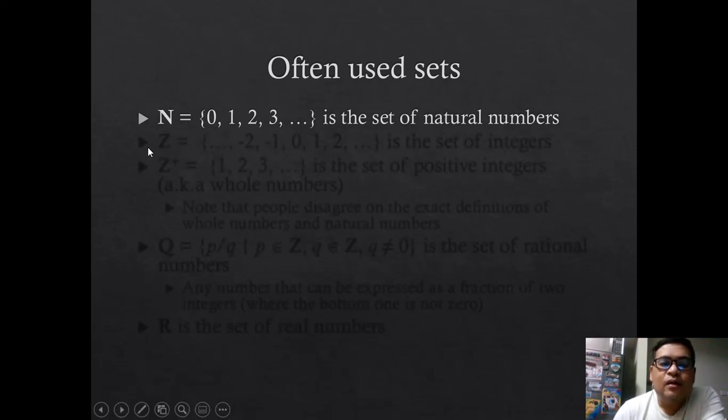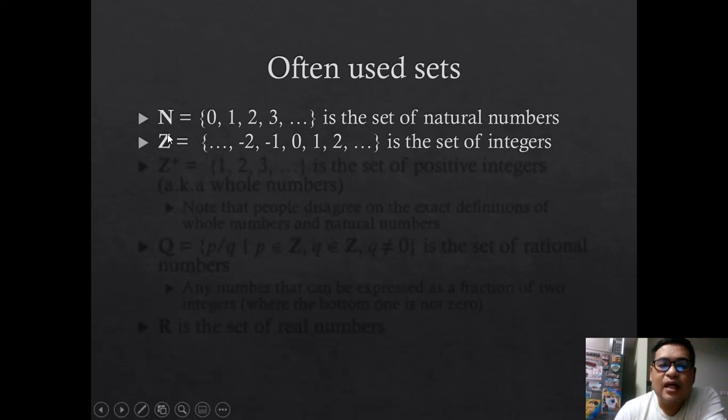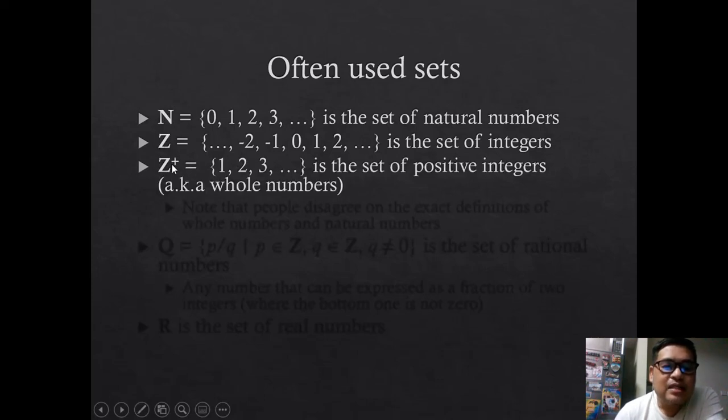While Z is the set of integers. That means this is composed of negative numbers, 0, and positive numbers. Negative, 0, and positive is Z. So take note, Z is integers, N is natural numbers. Z plus denotes positive integers. So this is the set of positive integers or whole numbers.